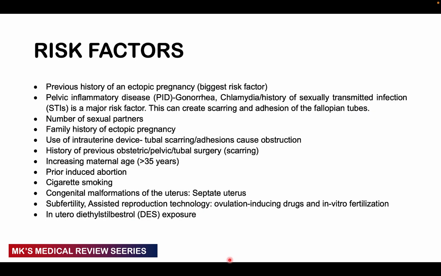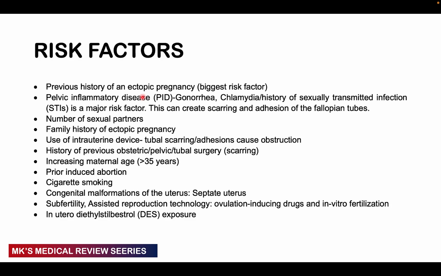Risk factors include a previous history of ectopic pregnancy, which is the biggest risk factor. Remember, in obstetrics and gynecology, if you've had the condition before, you are at risk of having the condition again because you may have certain risk factors that predisposed you before. You may also have pelvic inflammatory disease such as gonorrhea, chlamydia. A history of sexually transmitted infections is a major risk factor because as you get this infection, it causes scarring and adhesions in the fallopian tube that can block the movement of the ovum.